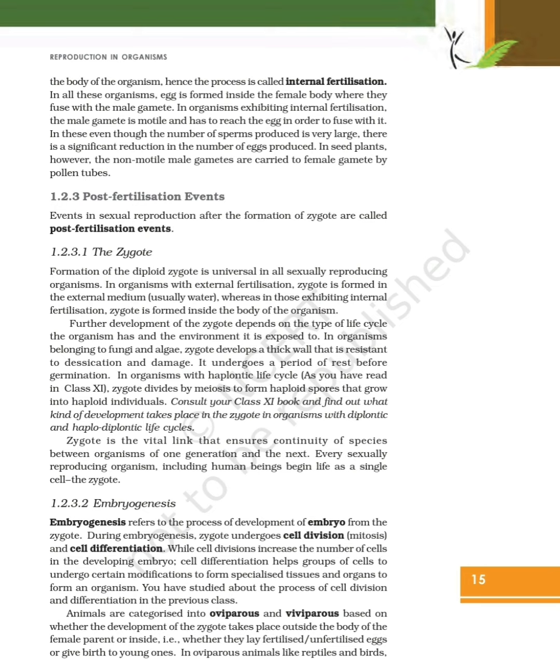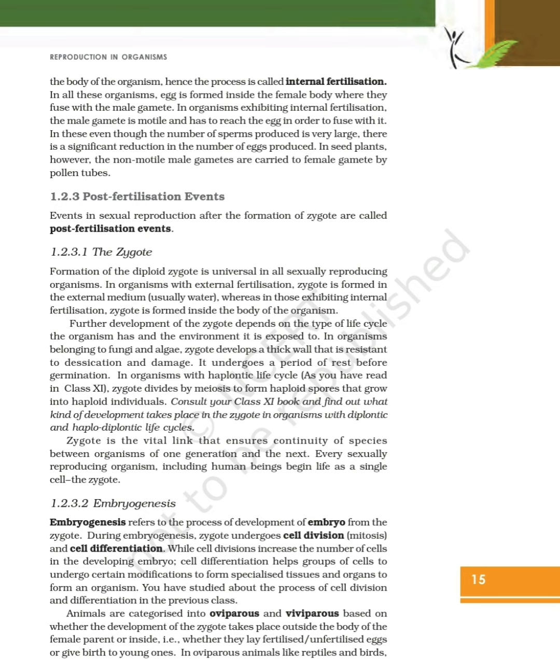It undergoes a period of rest before germination. In organisms with haplontic life cycle, as you have read in class 11th, the zygote divides by meiosis to form the haploid spores that grow into the haploid individuals. Consult your class 11th book and find out what kind of development takes place in the zygote in organisms with the diplontic and the haplodiplontic life cycles.